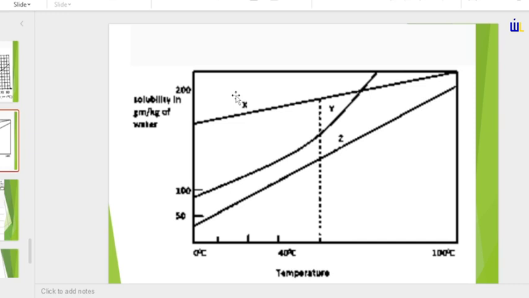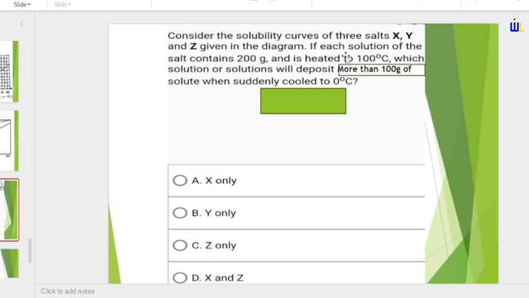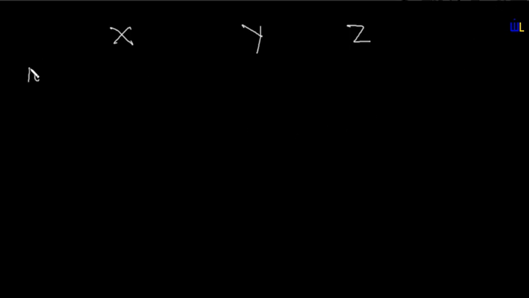Okay, good. But that's not the question. We have considered it. Let's go back to the question. The question says, consider these things, and we have considered it. They now said, if each solution contains 200 gram and is heated to 100 degrees Celsius, so which means at 100 degrees Celsius, what is the solute inside each of the solution? 200 grams. So let's put that down. At 100 degrees Celsius, X has 200 gram, Y has 200 gram, Z has 200 gram.